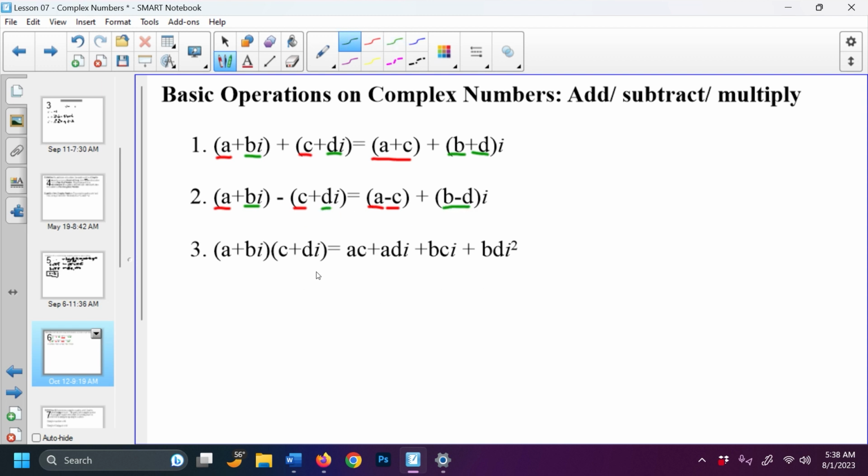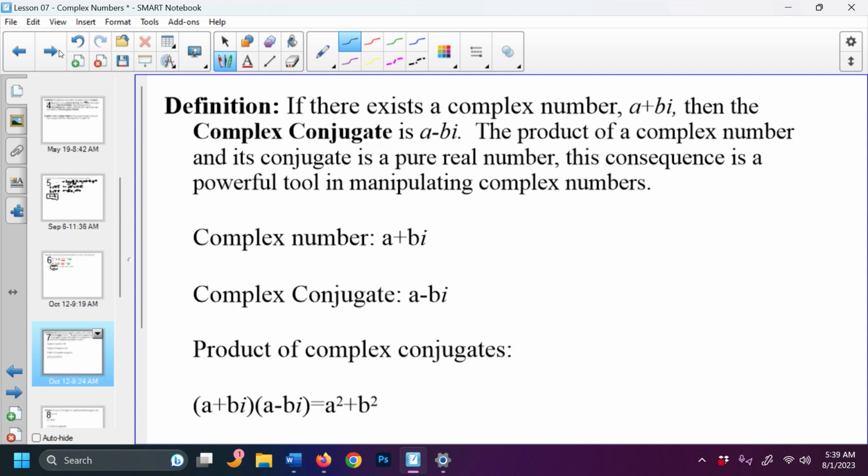When you multiply two complex numbers, you are distributing. And so we can see when they say AC here, we're multiplying A times C. When they say ADi, we're multiplying those two. When they say BCi, we're multiplying these two. And we see BDi squared, we're multiplying these two. So we're just distributing.